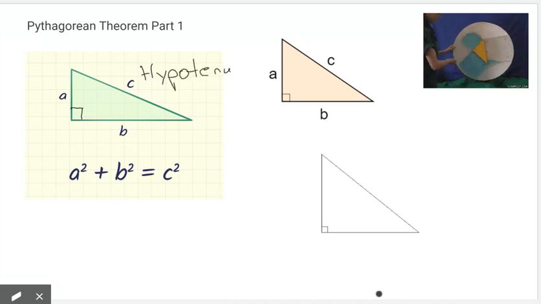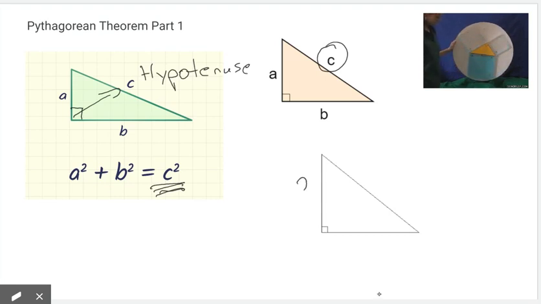The hypotenuse is the side opposite the right angle. It is always the side opposite the right angle. Always, always, always. This number right here, or this variable, is always what's opposite the right angle. Have I said that enough times? So this would be one leg, this is the other leg, and this is the hypotenuse. I know I'm saying it over and over.